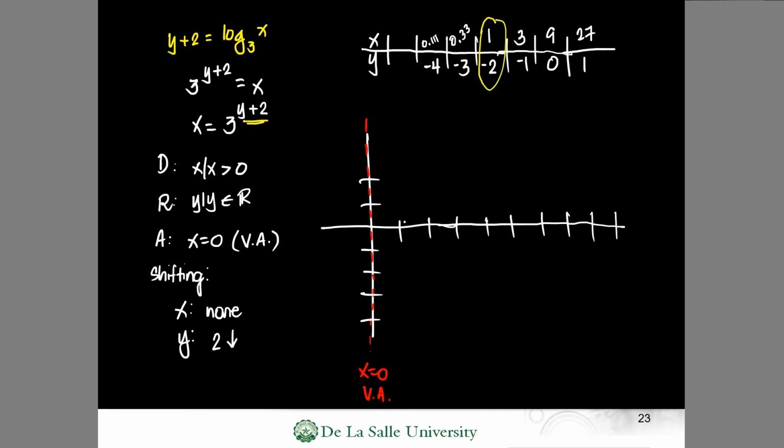If it's x equals 1, it's negative 2. And then 3, that's negative 1. Then 9, it's 0. And then it's increasing. If it's 0.33, it's negative 3, and at 0.11, negative 4. So you can say that the graph would be in this shape. Can you follow, guys?